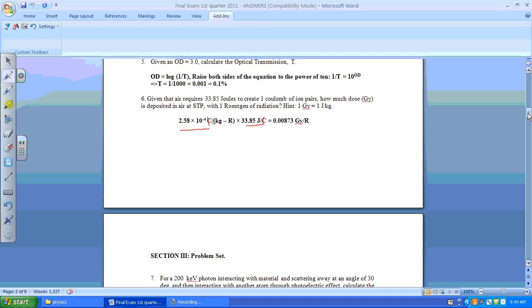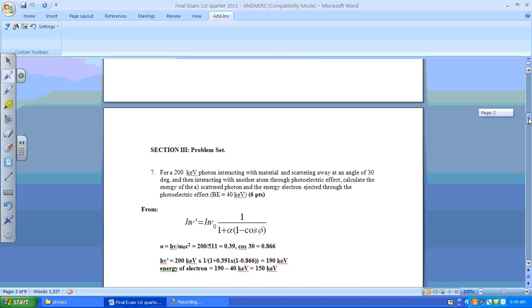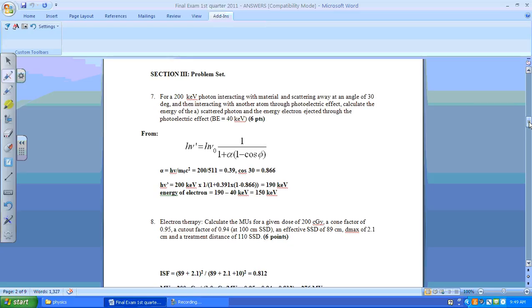Section 2, problem set. Stop me if you have any questions. I might be going a little fast, but.